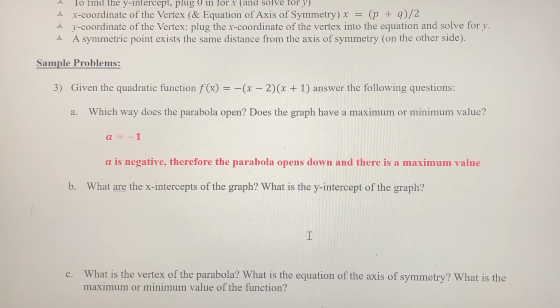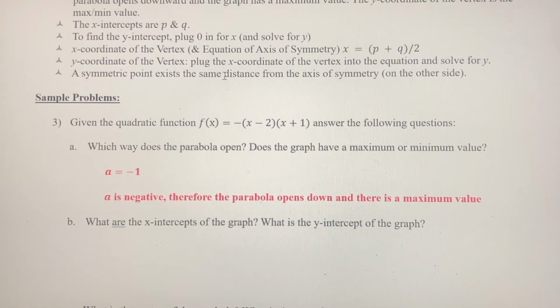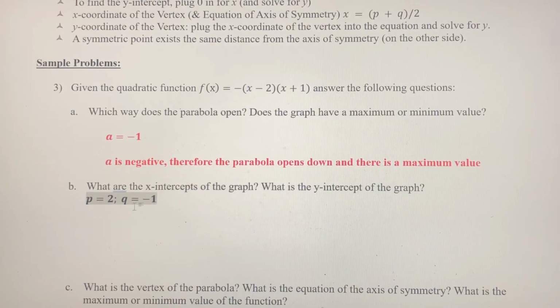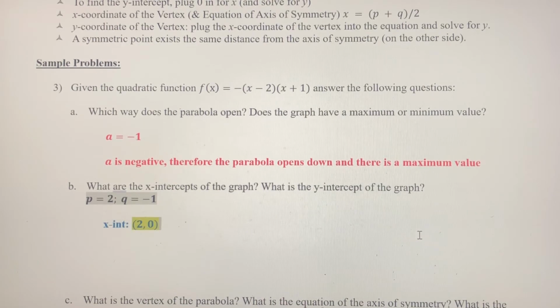What are the x-intercepts of the graph? Remember, our x-intercepts are going to be those values p and q. Well, it's x minus p, so it's going to be the opposite of what we see here. This is x minus 2, so p is going to be positive 2. It says x plus 1, so q is going to be negative 1. So that's our p and q values. Therefore, those are our x-intercepts at (2, 0) and at (negative 1, 0). So very easy to find those x-intercepts.